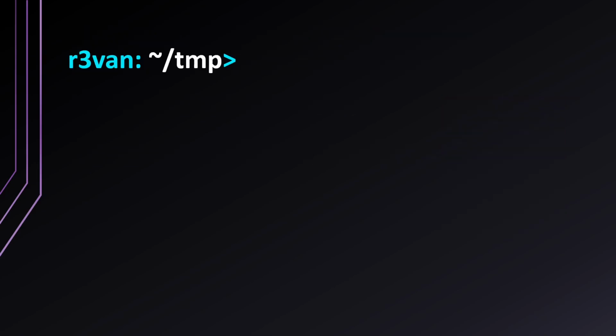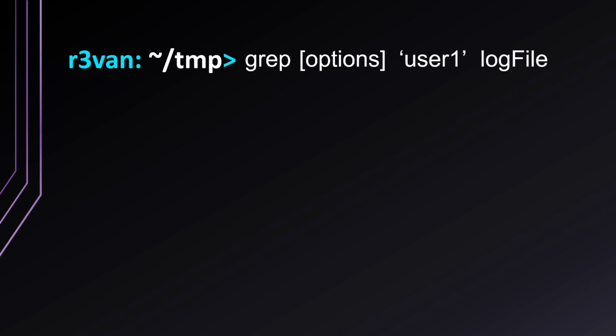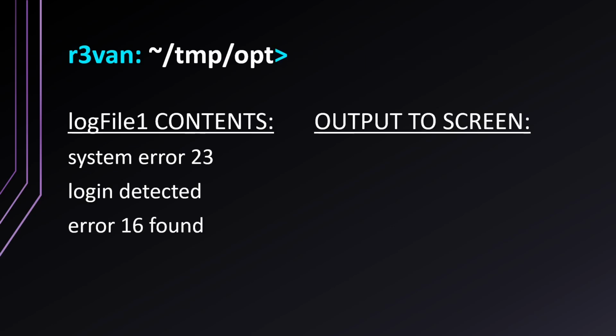I type the word grep, followed by any of grep's options that I would like to use, followed by the character pattern I want grep to look for, followed by the file, files, or folders I would like grep to search. Now here's what grep is doing when we use it.